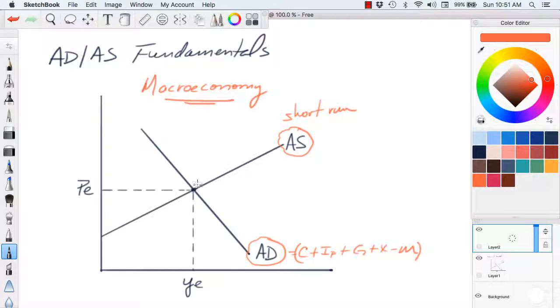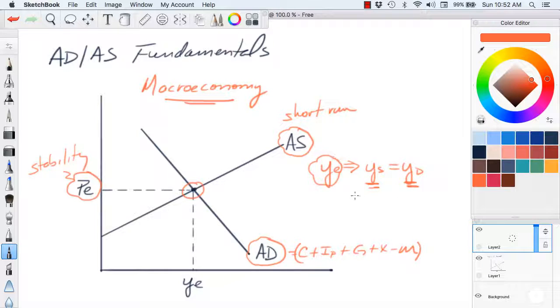Notice here that I've drawn the economy in equilibrium. If we're in equilibrium, we're in what we would call a steady state. So this price level is bringing about stability. What do you mean stability? Well, once we're in equilibrium, unless there's some shock to the system we'll sit at that level. It's what we would call a steady state. So YE is where YS equals YD. So real GDP supplied equals real GDP demanded, and that's what we mean by equilibrium real GDP.